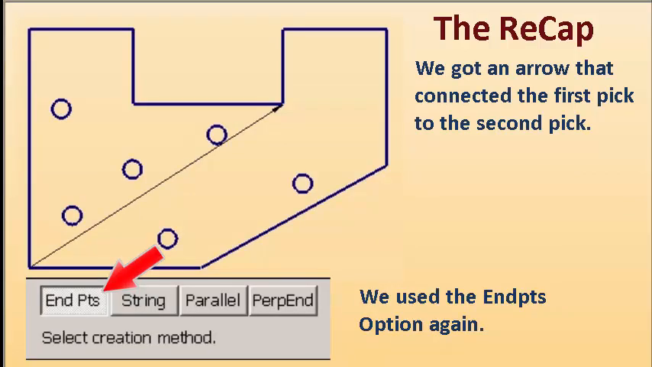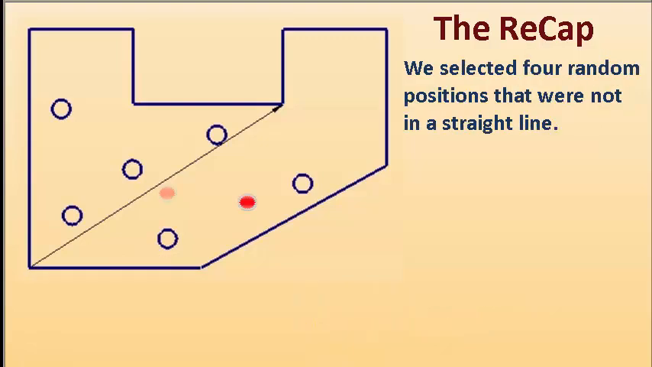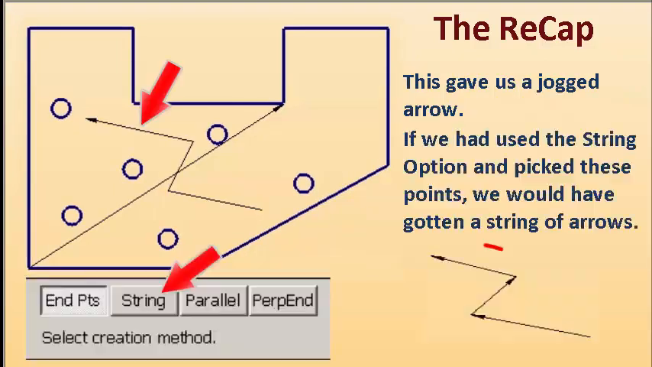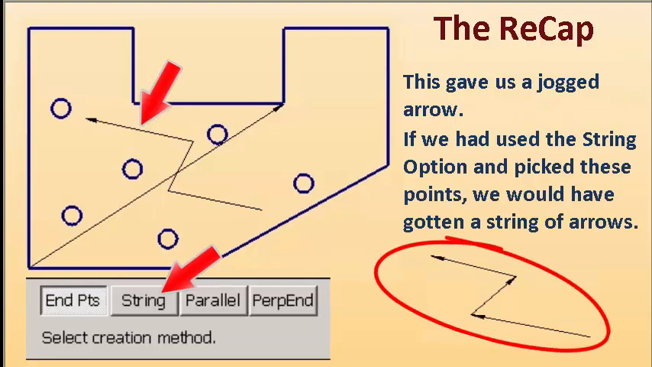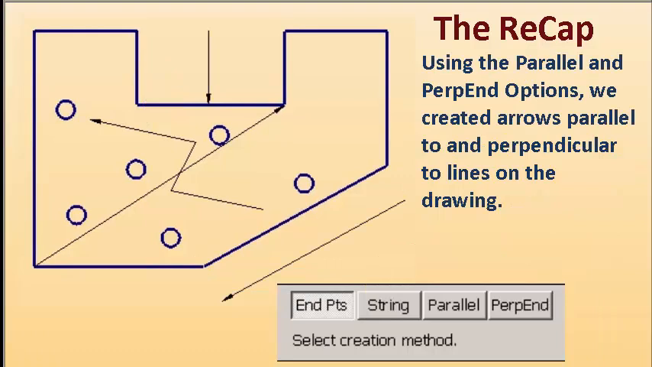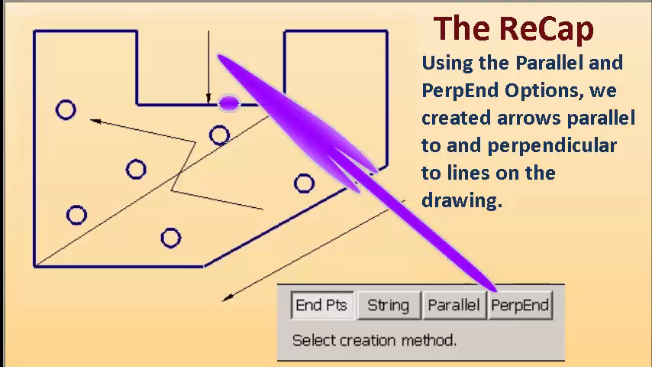We used the endpoints option again. This time we selected 4 random positions that were not in a straight line. This gave us a jogged arrow. If we had used the string option and picked these points, we would have gotten a string of arrows. Using the parallel and perpendicular options, we created arrows parallel to and perpendicular to lines on the drawing.